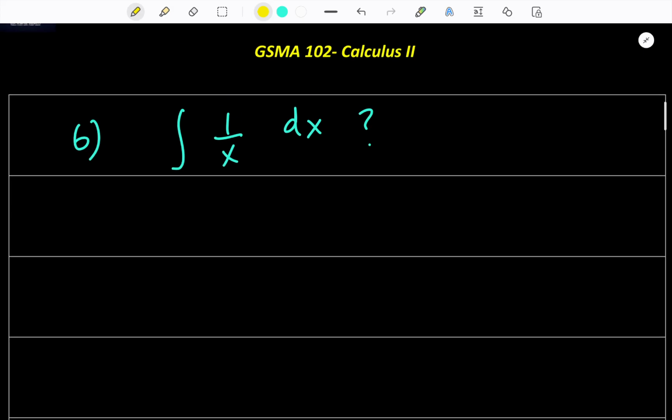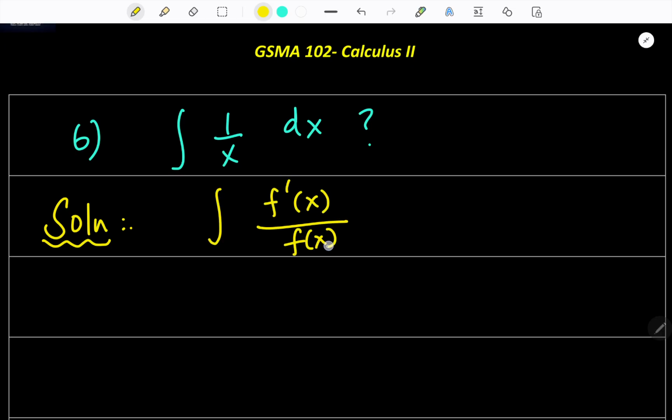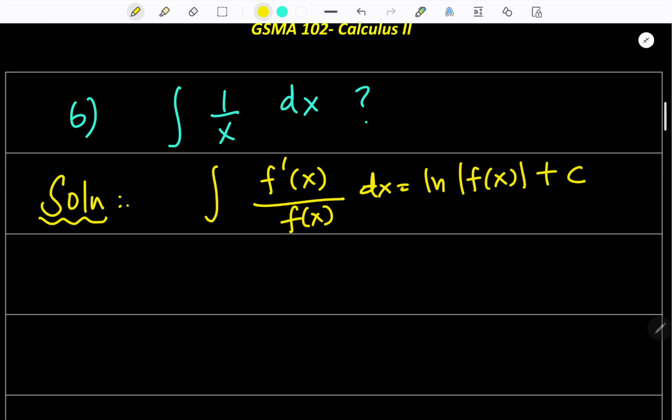Let's start the next question: integral 1 over x dx. For this, you need to remember the rule which I told you in Module 1. Integral f dash of x divided by f of x is equal to ln absolute value of f of x plus integrating constant c. Very simple.